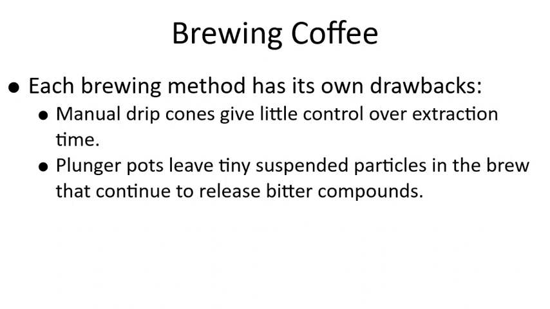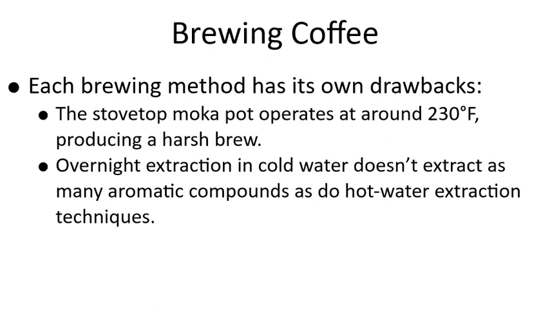A manual drip cone gives little control over the extraction time. And again, a plunger pot leaves tiny suspended particles of coffee grounds in the brew that continue to release bitter compounds similar to what we saw with the Arabian-style brew. A stovetop mocha pot operates at a very high temperature of 230 degrees Fahrenheit, which produces a harsh brew. We can also use an overnight extraction using cold water instead of hot. However, the cold water doesn't extract as many aromatic molecules as compared to the hot water techniques.